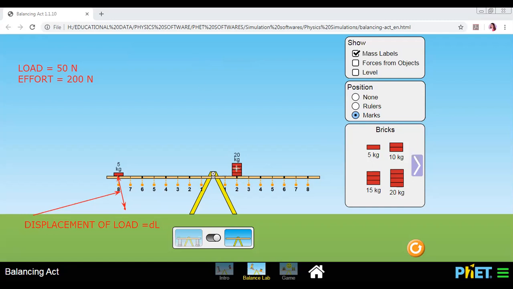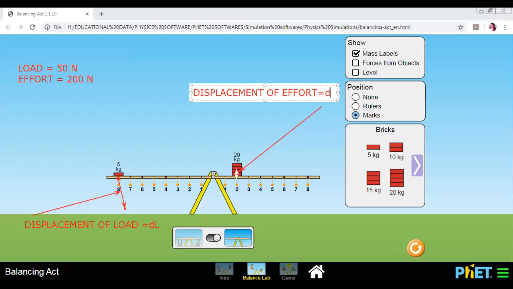So you will find it started from here and it is still here only. So that small distance is nothing but my... this distance is actually the displacement of effort, which we will call as displacement of effort. Okay, so look at the displacement of load and look at the displacement of effort.